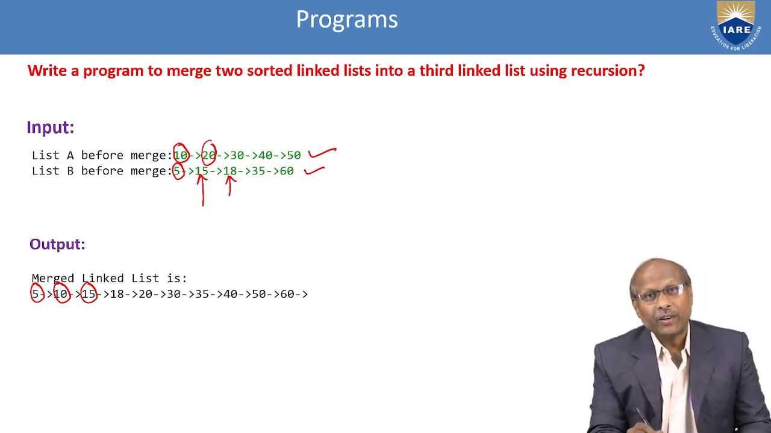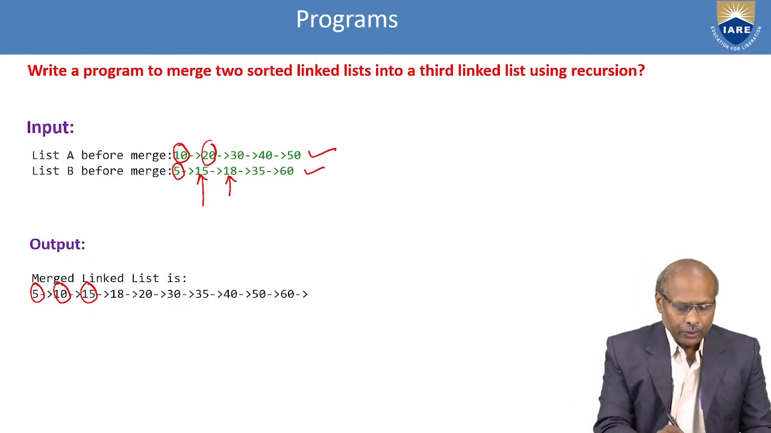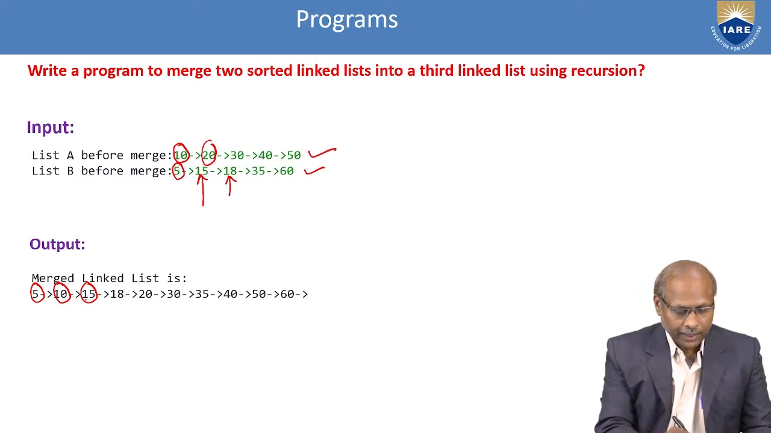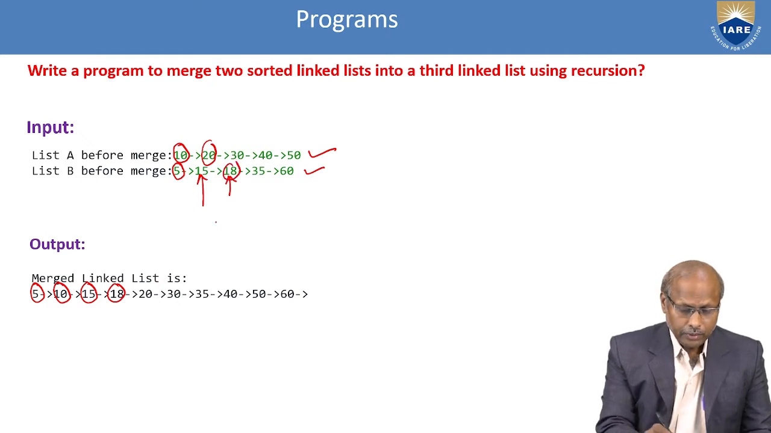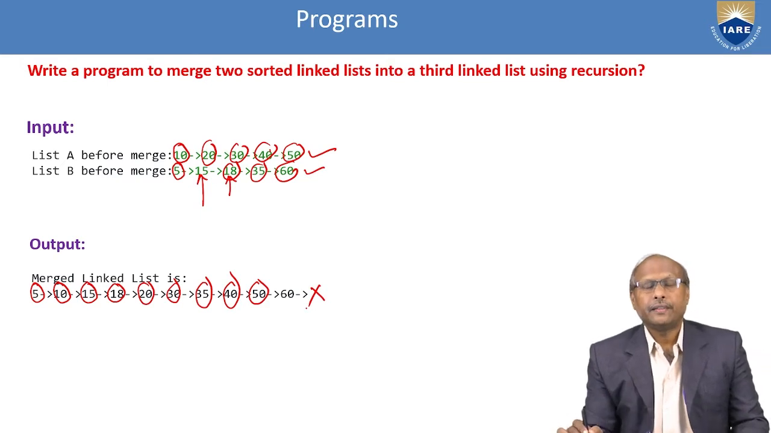If one of the lists has already reached the end, then the remaining you can merge directly. So if you observe the final list: 5, 10, 15, then 18, then 20, then 30, then 35, and then 40, and then 50, and then 60, and at the end you reach null.